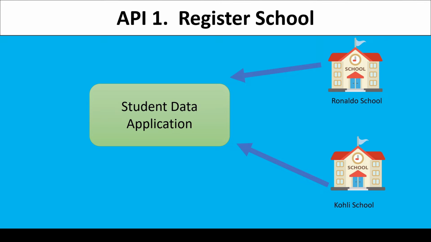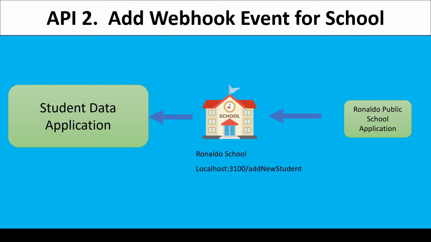The first API is to register the school. So our application will be running, and other schools must sign up. You can see this example, Ronaldo School and Kohli School. So there are two different schools, and they must have their specific web applications. They will try to register in our portal.